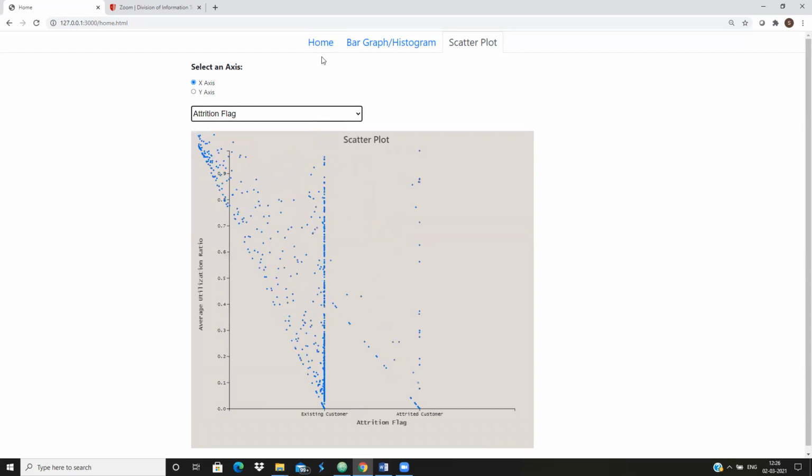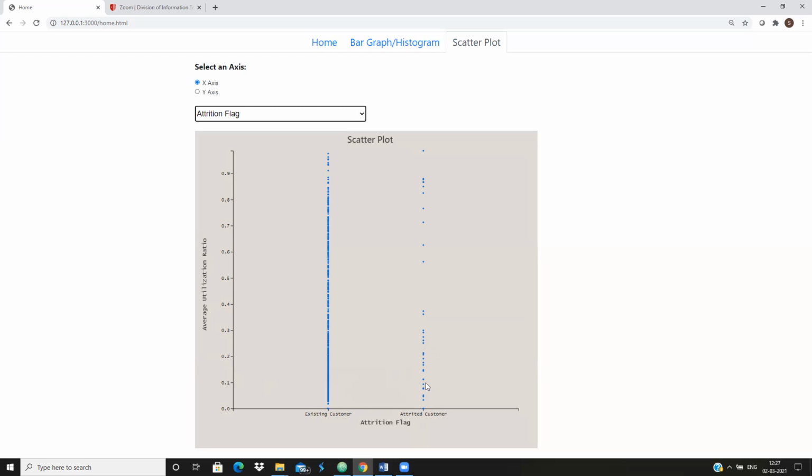Basically in this interface, a person can choose the axis and can choose the variable, and it gets plotted on this area. So right now we have the average utilization ratio versus the attrition flag. As you can see, most of the attrited customers are somewhere here, right? Their utilization ratio was a lot less, and they ultimately left the bank, right? So a bank manager should ideally be targeting this particular chunk of customers so that they get retained.